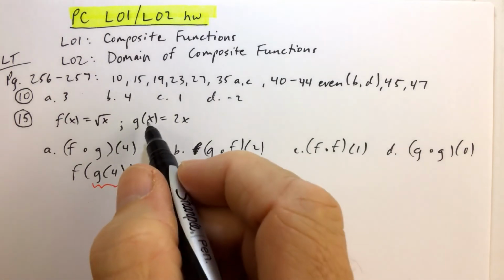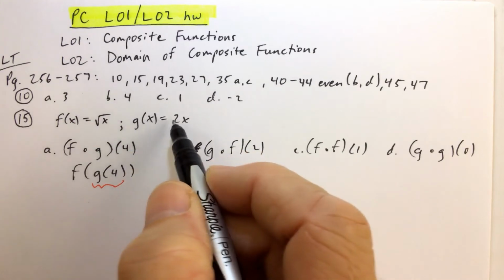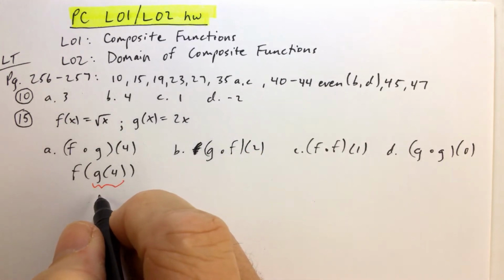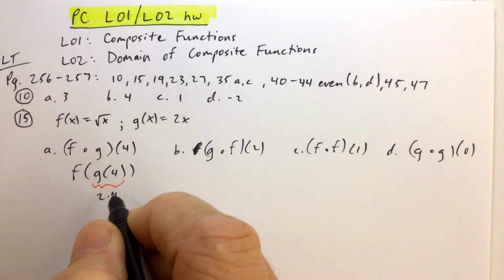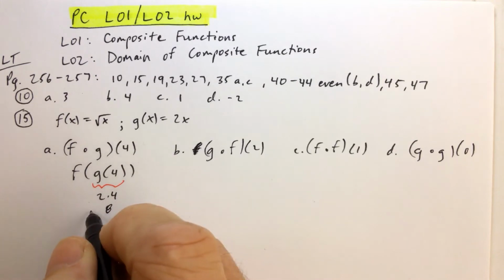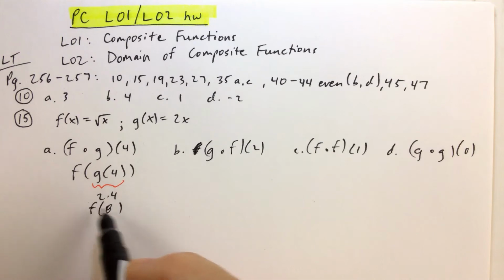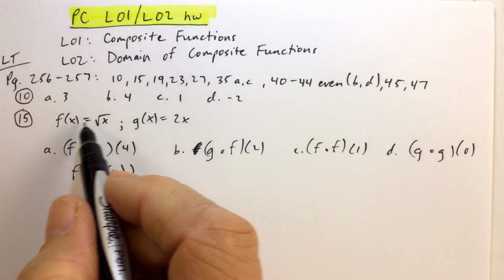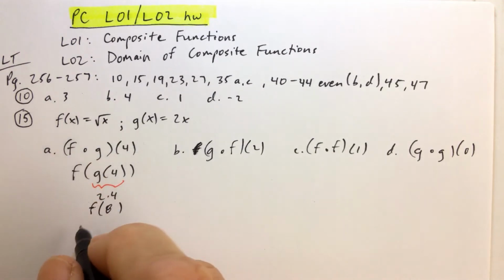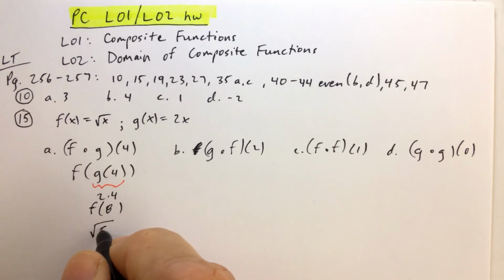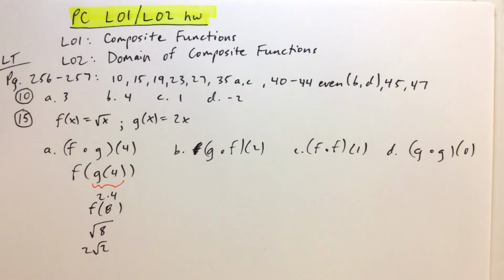And g of 4 is, if g of x is 2x, then g of 4 is 2 times 4. And 2 times 4 is 8. So really ultimately what we're finding here is f of 8. And f of 8, if we notice here that f of x is radical x, then f of 8 is radical 8. And simplifying the square root of 8, that's 2 radical 2.